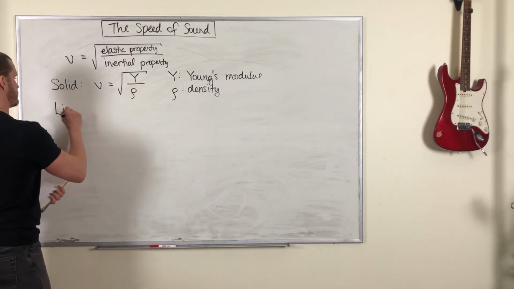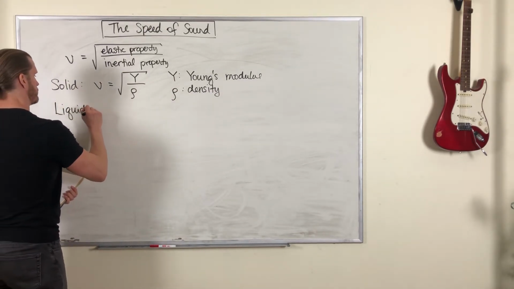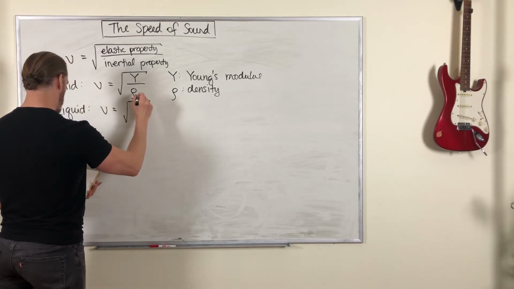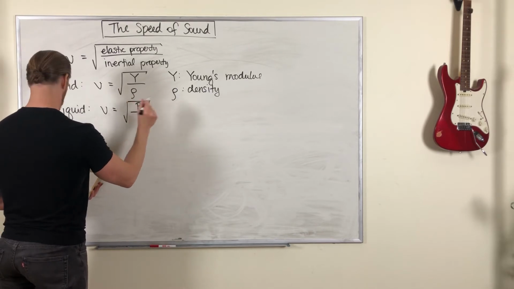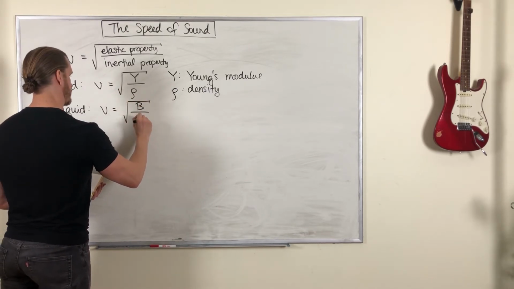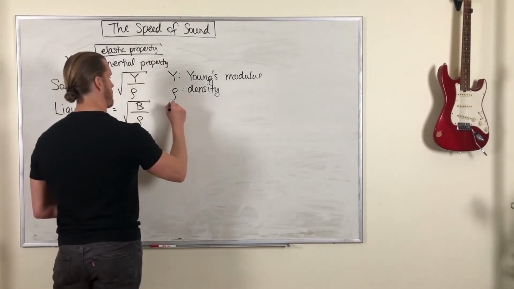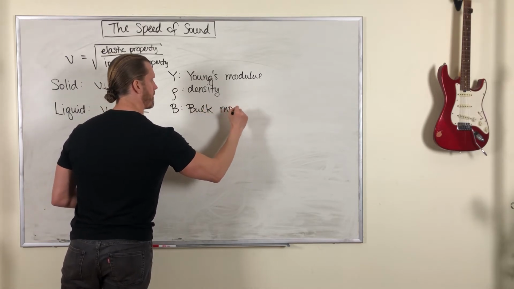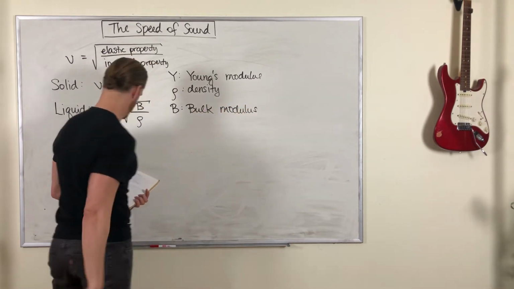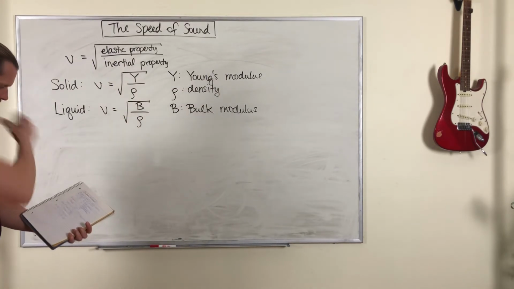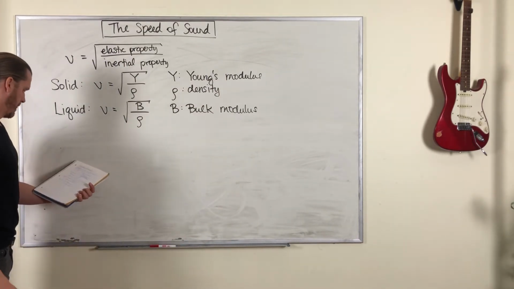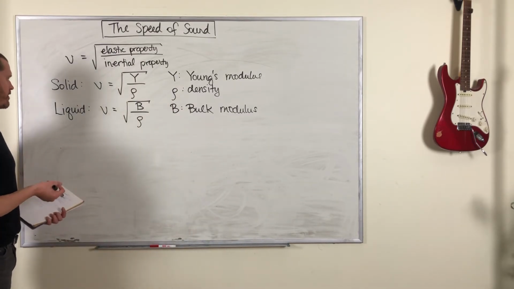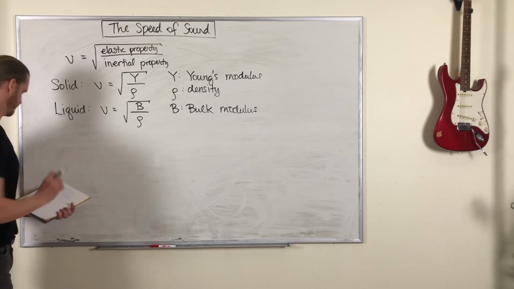Similarly for a liquid, there's a property called the bulk modulus. And again, we use the density. You can look up the same thing for gas.